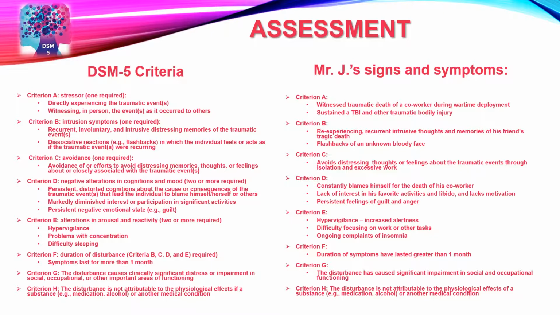Under Criterion F, the duration of his symptoms has lasted greater than 1 month. For Criterion G, the disturbance has caused a significant impairment in his social and occupational functioning. And Criterion H, the disturbance is not attributable to the physiological effects of a substance such as medication or alcohol or another medical condition.